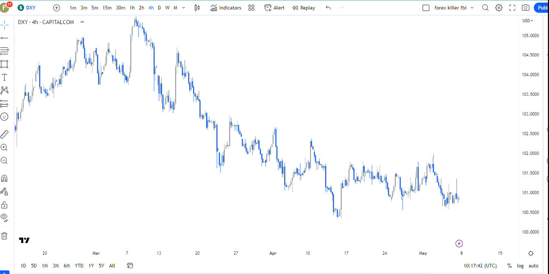I will be dealing with DXY based on BTMM, or Elliott waves, or ICT smart money concept. So don't worry, everyone should be satisfied here. Let us start with DXY on the 4-hour time frame.